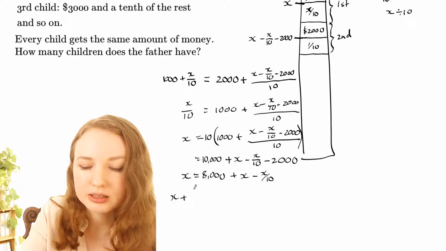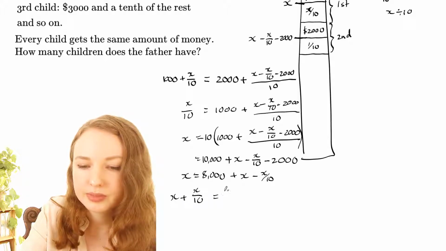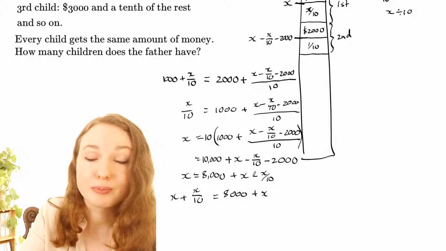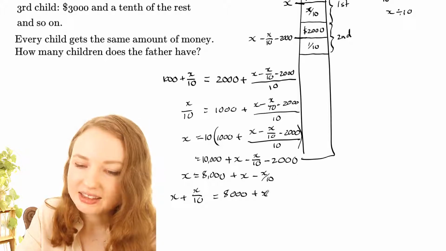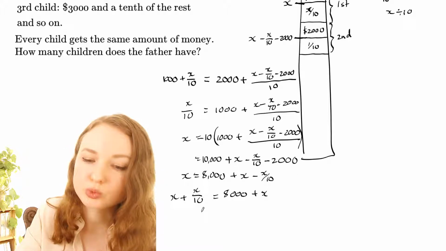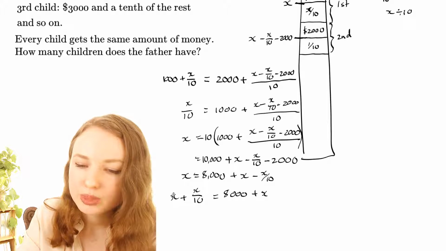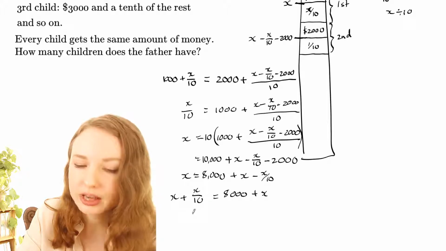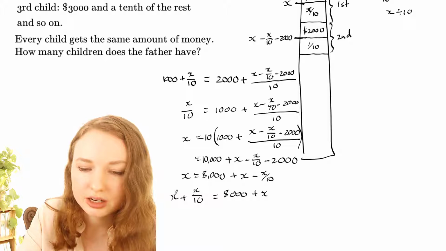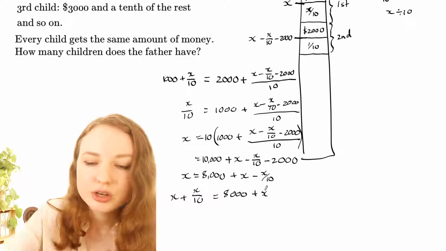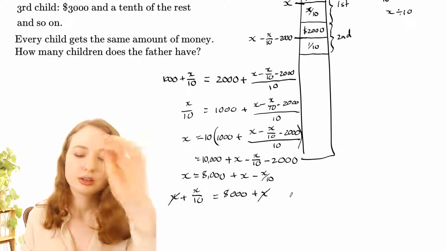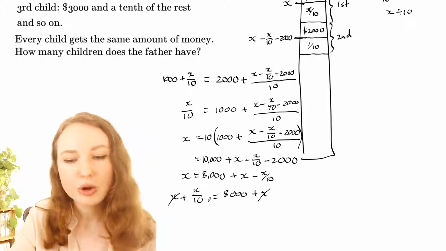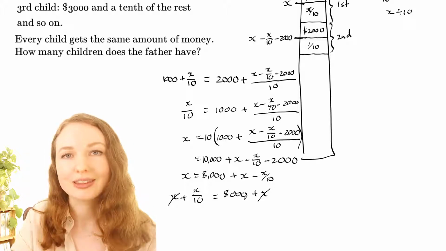So we've got x plus x over 10. And then on the right, we've got 8,000 plus x. We've got minus x over 10 plus x over 10, so that's just nothing. And then I'll move the x over to the left as well. Now, because that's just going to cancel with this x, if I subtract x from both sides, that's just going to get rid of that and that. So what you can actually do is just put a line through that and that to say that they're both gone. Okay, so now we've got x over 10 equals 8,000.